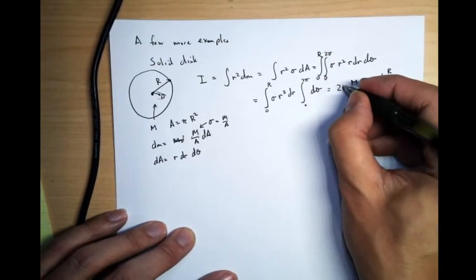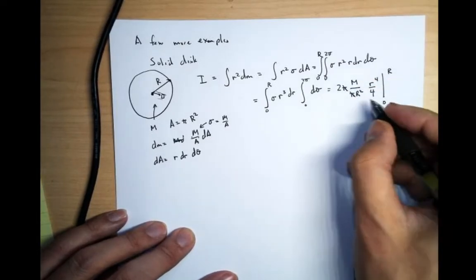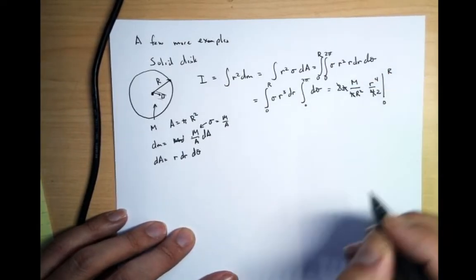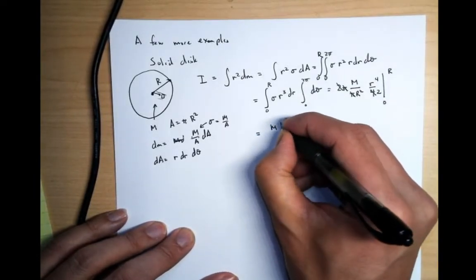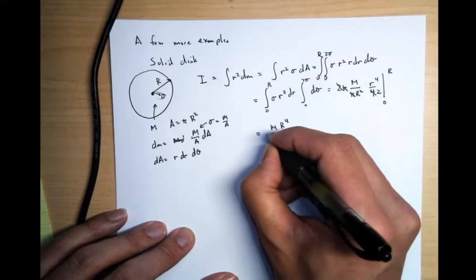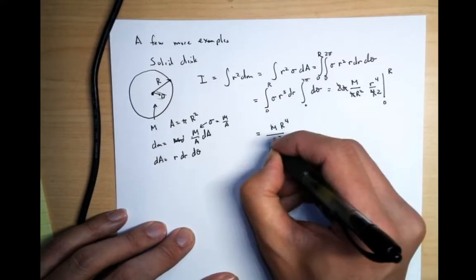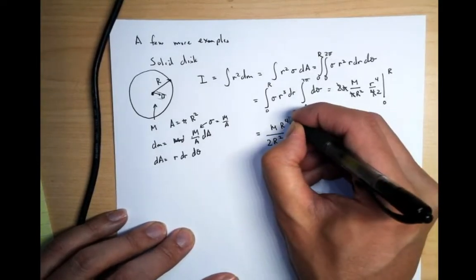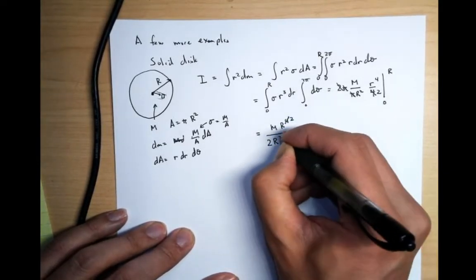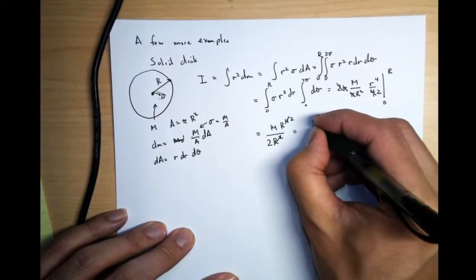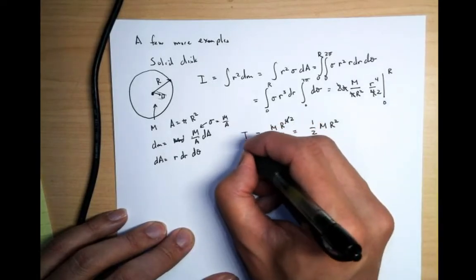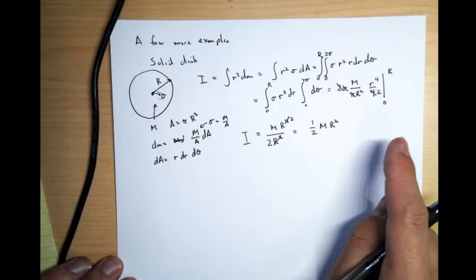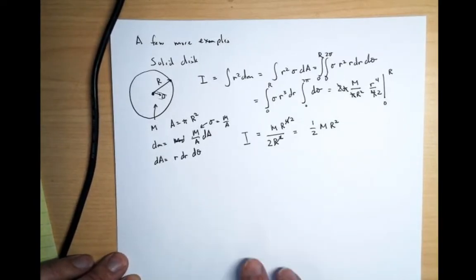So let's evaluate all this stuff out. That becomes a 2, so this becomes m R to the 4th over R squared over the 2. So this becomes 2, that kills that off, and we get 1/2 m R squared. So that is basically for a disk. Okay, so that's one.